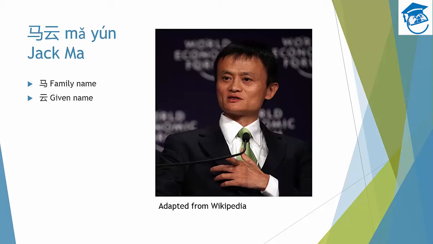And my family name doesn't really have any meaning, except that it is used in place names as well. So his given name is Yun. Because his name is only two words, it's really obvious that the family name is Ma, and Yun is his given name.